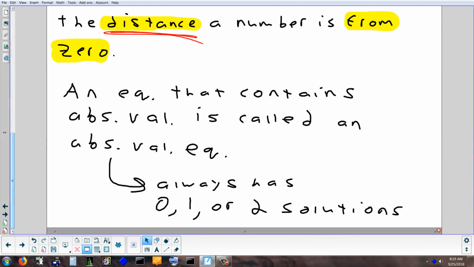When you're solving it, there are 3 things that could happen. You could end up with 2 solutions, which is what's going to happen most of the time. You could end up with 0 or 1 solutions. It depends. Do we do a 0 solution? I don't think so. All right. So most of the time you're going to end up with 2 solutions.